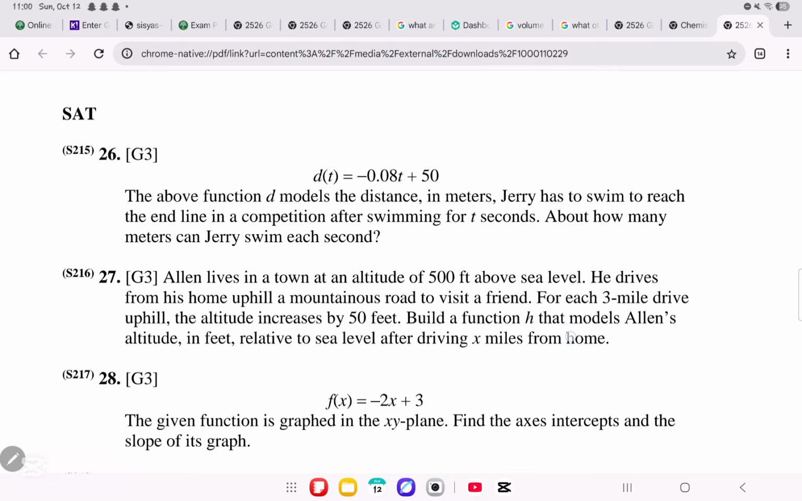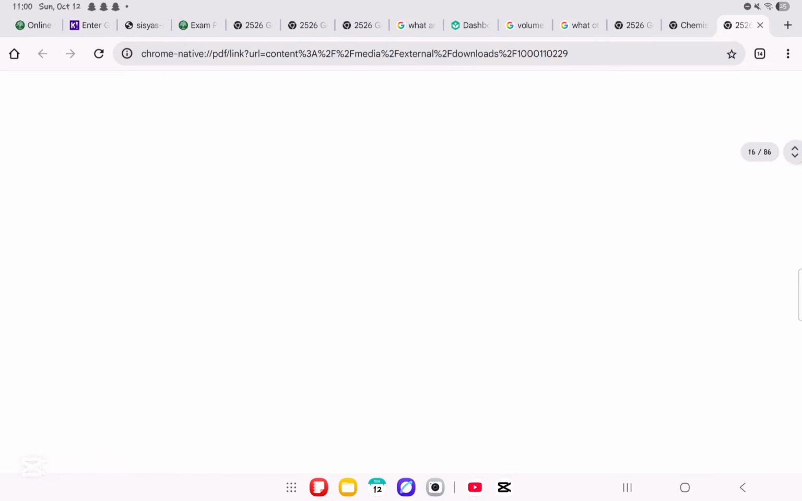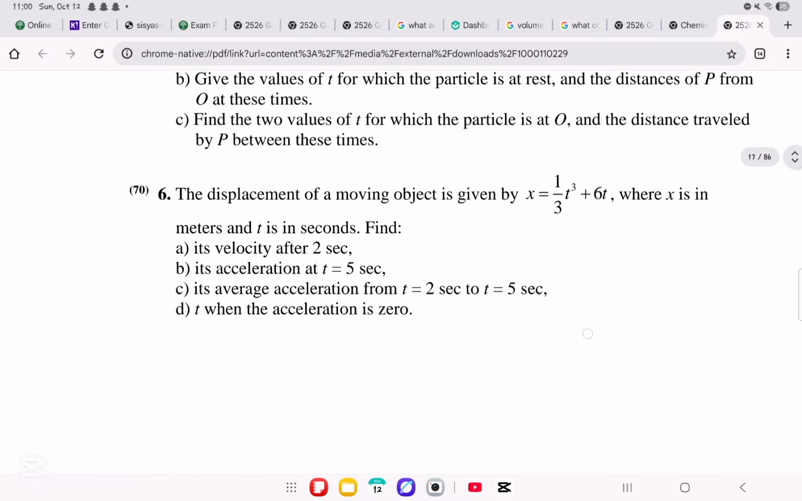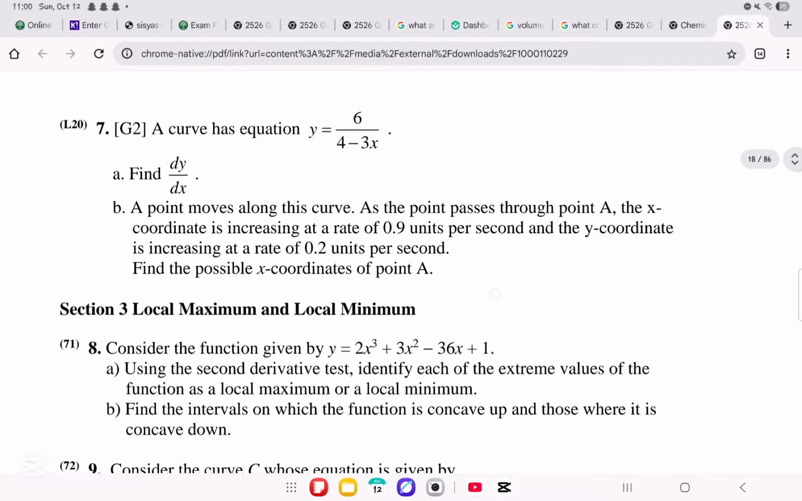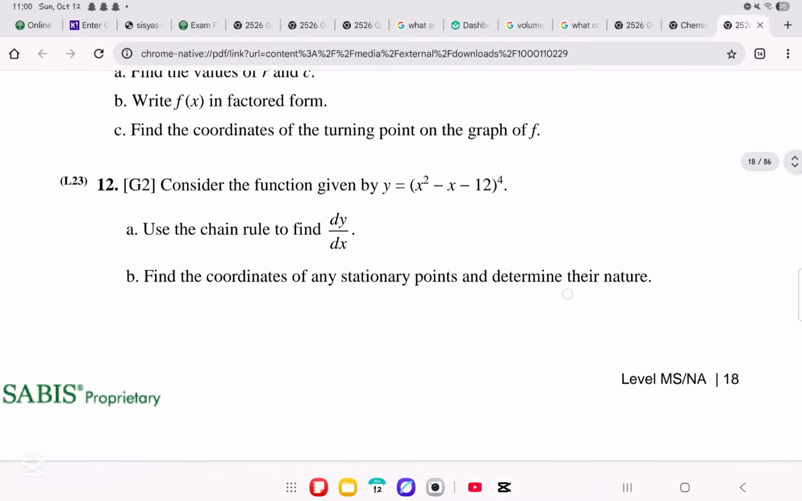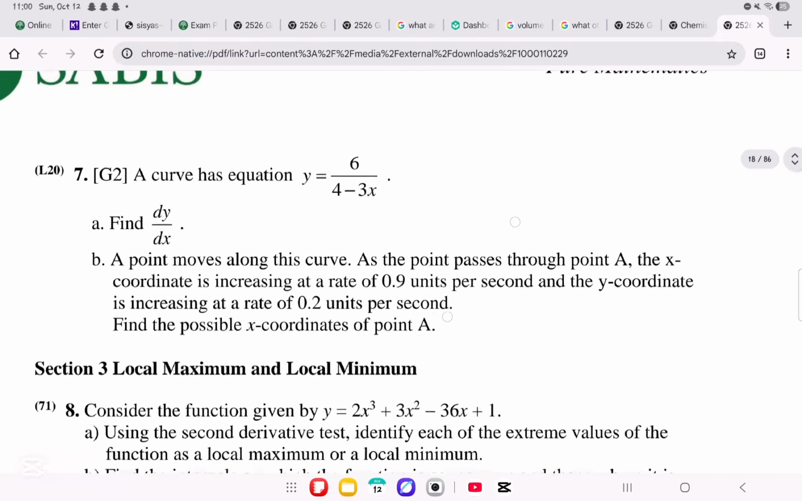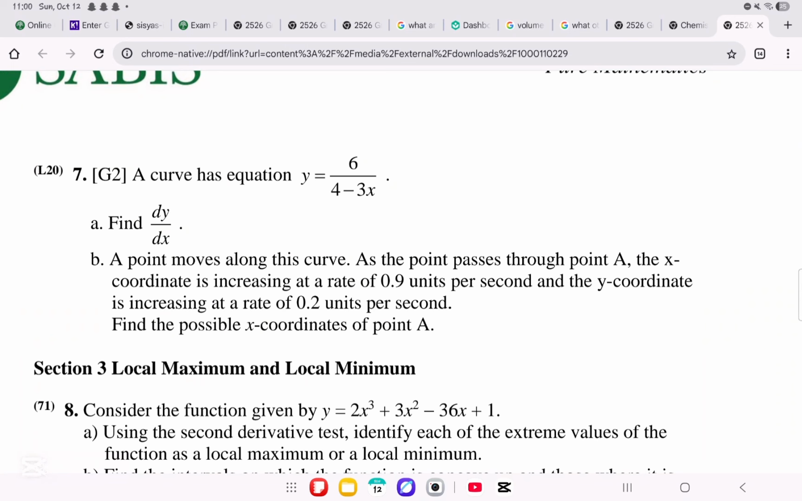Now we have on page 18, 7, 10, 11, and 12. Okay, let's see. A curve has this equation. Find the derivative of this. After much practice, you're supposed to have it at least practiced. So it's going to be what? It's going to be 18 over 4 minus 3x squared, okay?